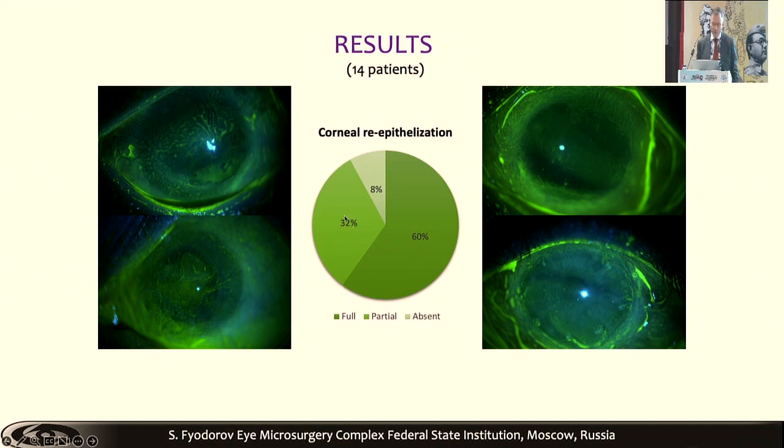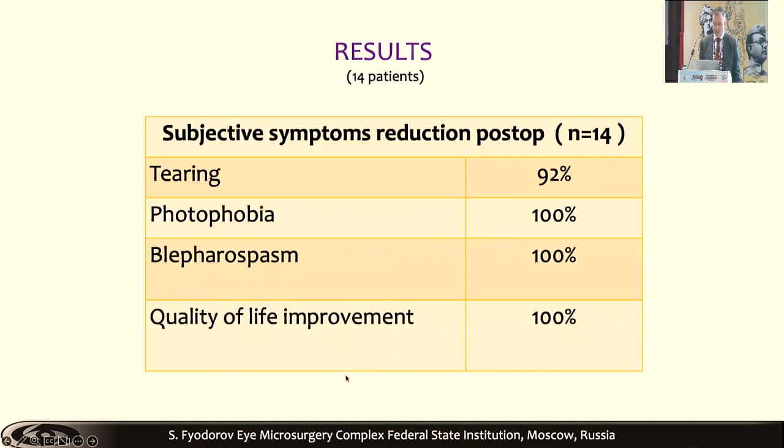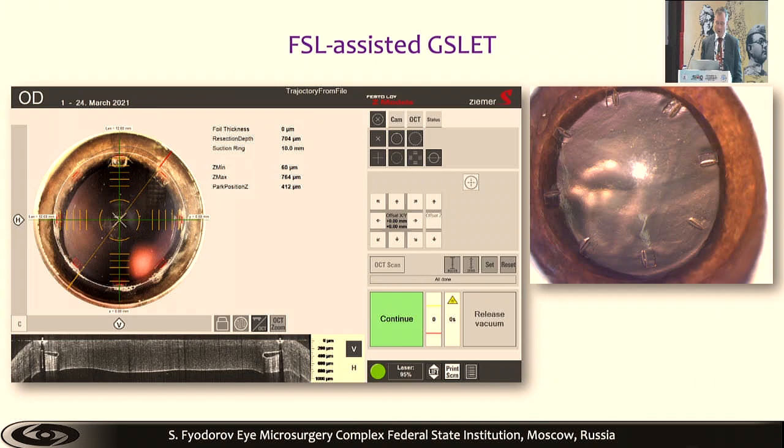In more than 32%, it was almost complete reepithelialization, but there were some failures, of course, that we followed for other procedures that we've done. So obviously, with restoring the normal epithelium, we have a decrease of the tearing, photophobia, and all other negative side effects and symptoms of the limbal stem cell deficiency.